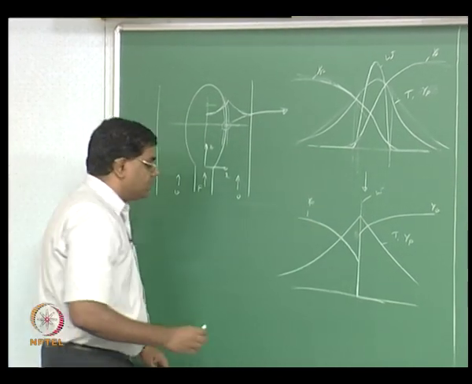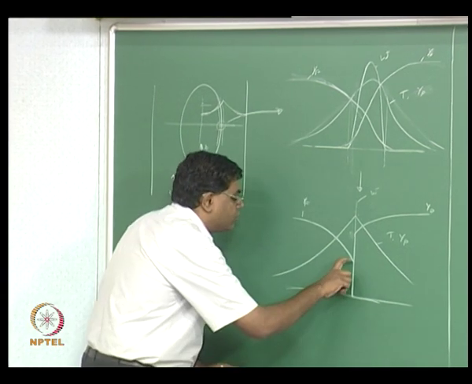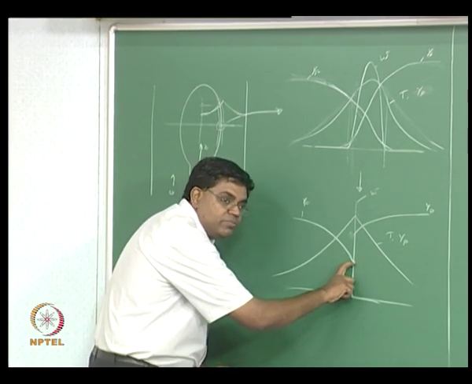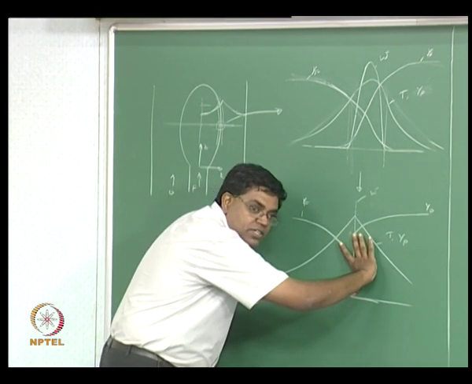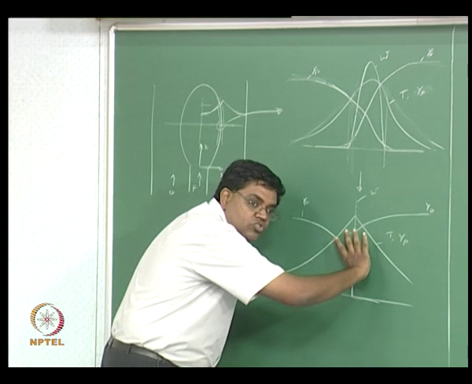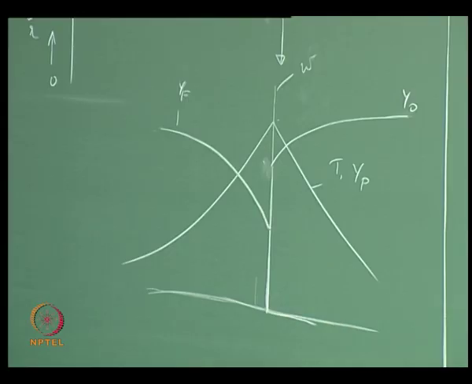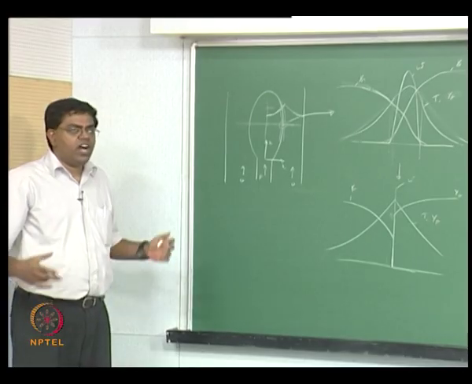So what is meant by saying you have fuel and oxidizer in stoichiometric proportions? The answer is very simple. This is the value of the fuel concentration at the flame sheet. This is the value of the oxidizer concentration at the flame sheet. And if you now look at the ratio between these two, it would be a stoichiometric proportion. That's how it has to turn out, right?